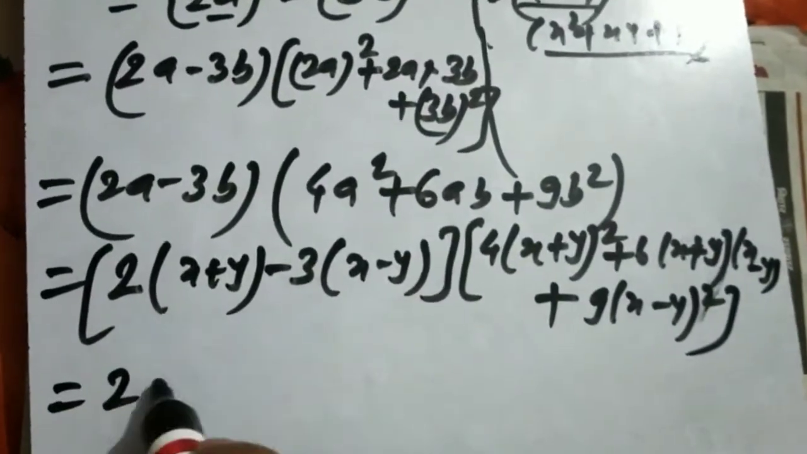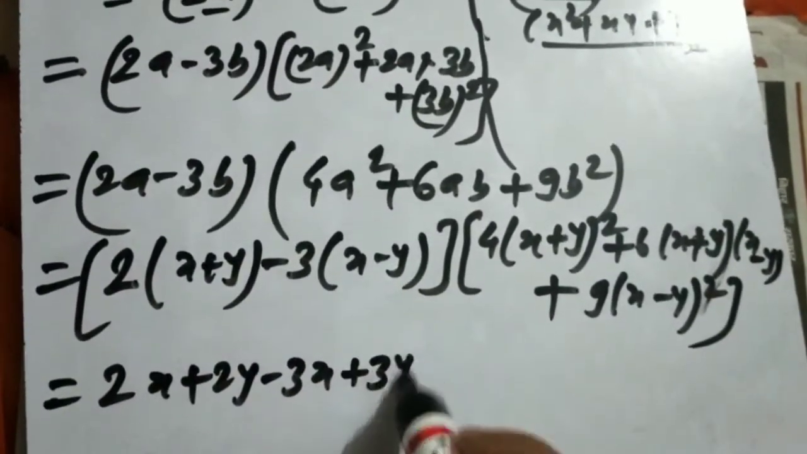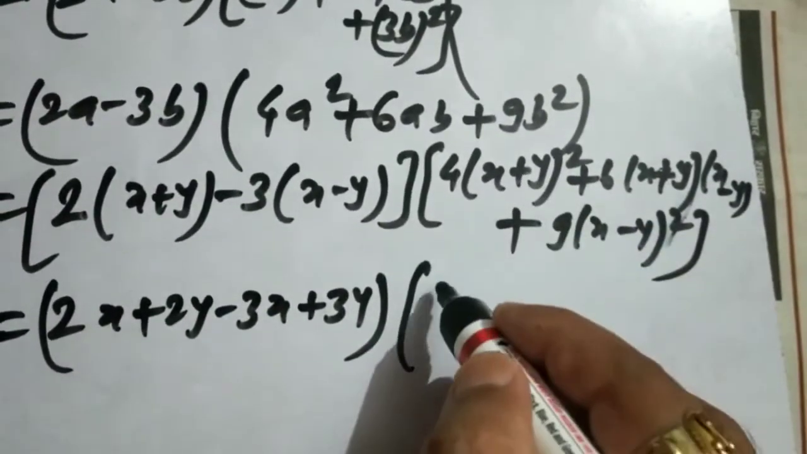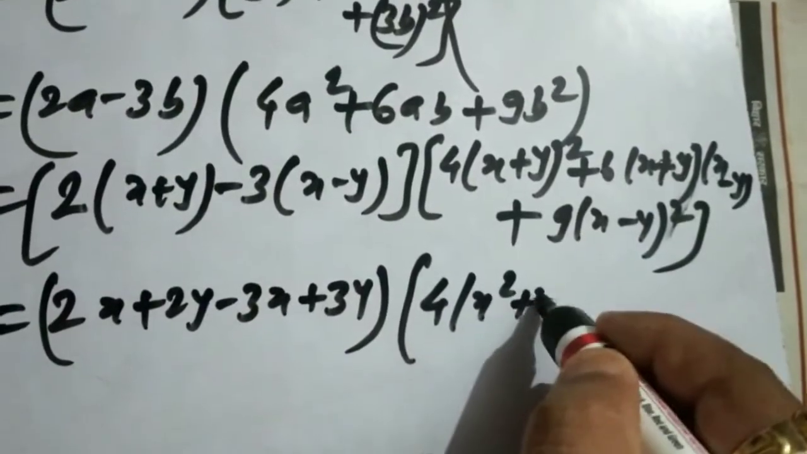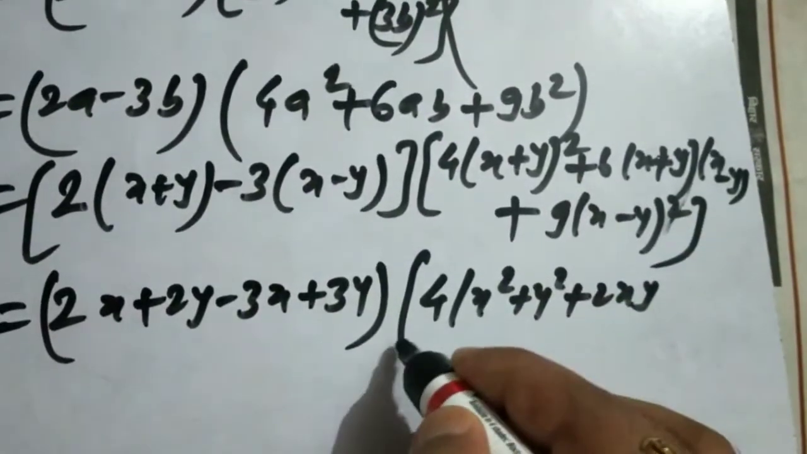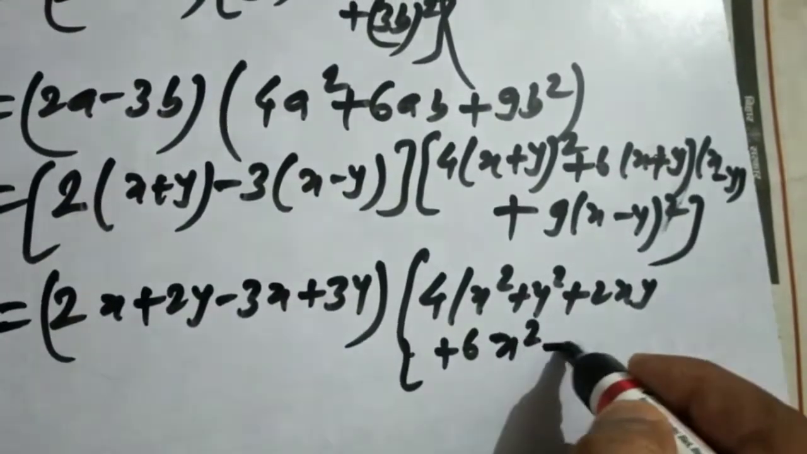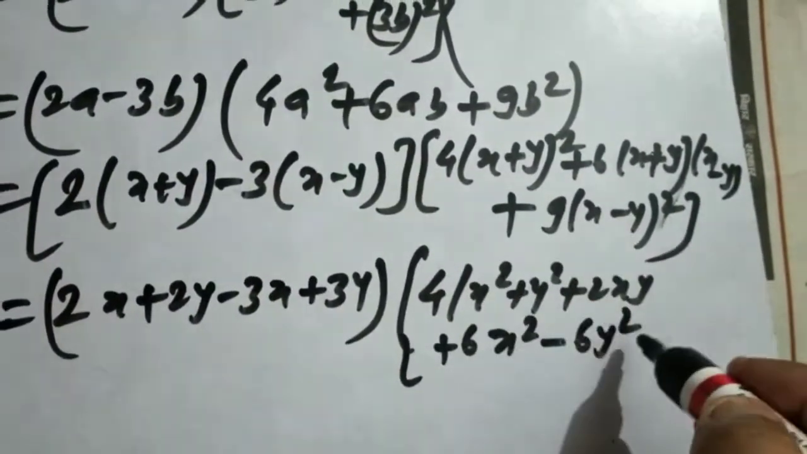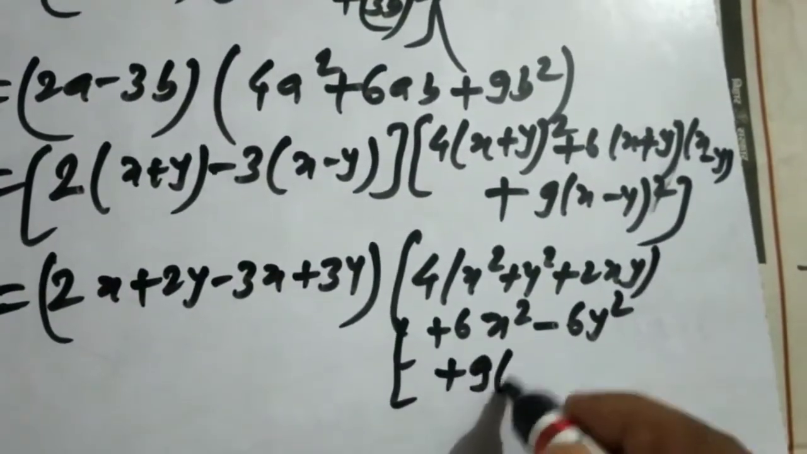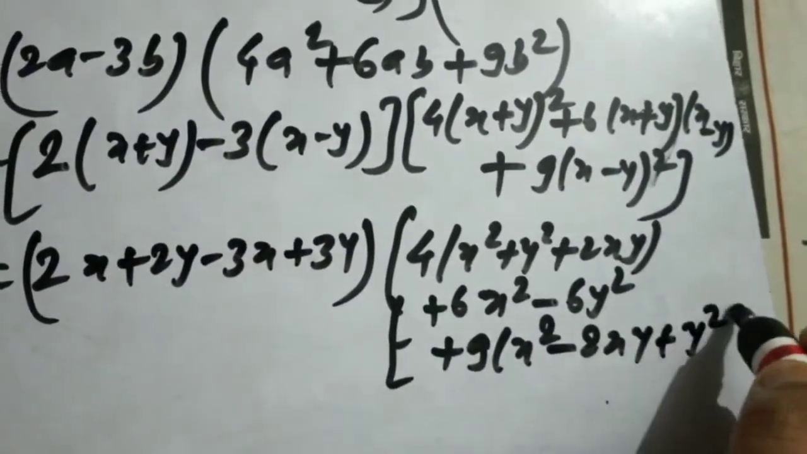Then it will be 2x plus 2y minus 3x, and minus minus plus 3y, and then here we know the formula of (a plus b) the whole square. It will be 4(x square plus 2xy plus y square), and this will be equal to plus 6(x plus y)(x minus y), which will be x square minus y square, and then plus 9(x square minus 2xy plus y square).